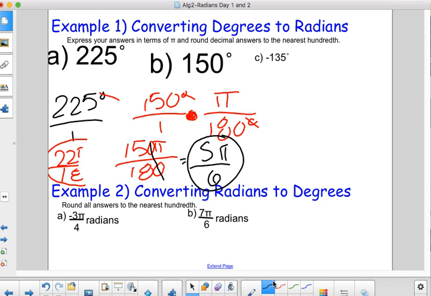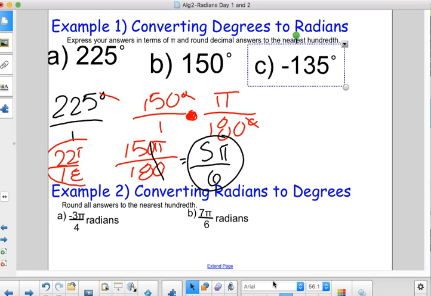So 5 pi over 6 radians is the same as 150 degrees. So measuring the same thing, just 2 different units. It's like the first time you learned what a meter was. Same thing as a yardstick, just a different way of measuring it.